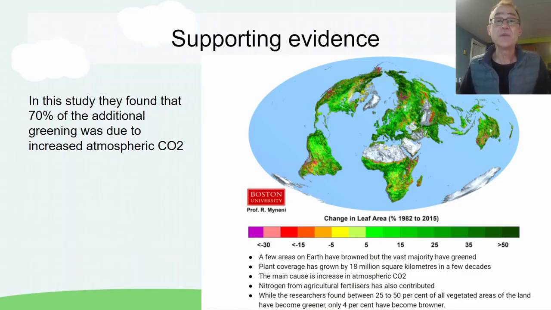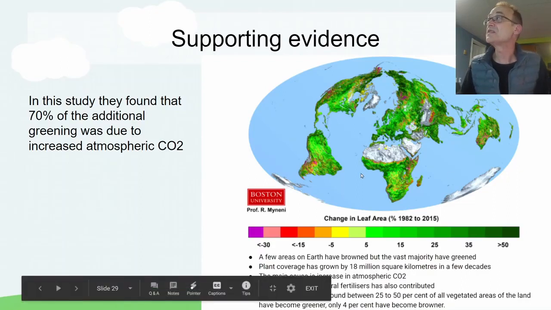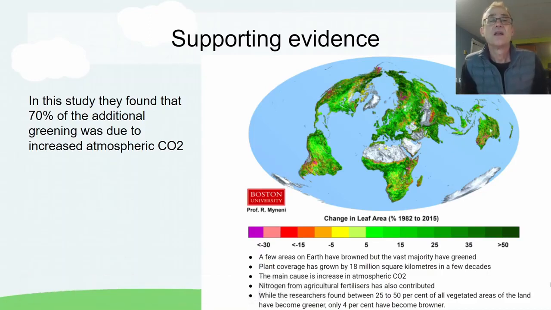350.org is named after their objective of getting atmospheric levels to 350 parts per million. Measured carbon dioxide levels increased by 62 parts per million during the time of this study that shows this leaf cover increase. The amount that the Earth has changed in atmospheric levels from the time it was 350 parts per million until now is about the same. It's actually a little more.